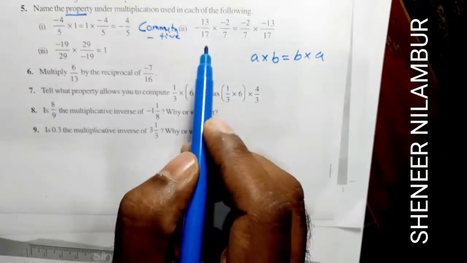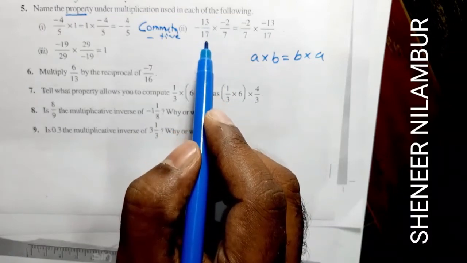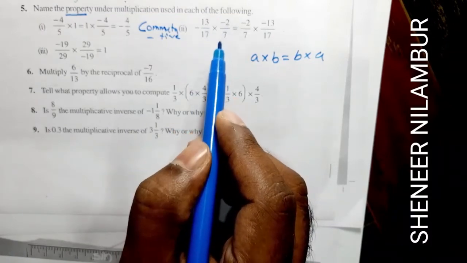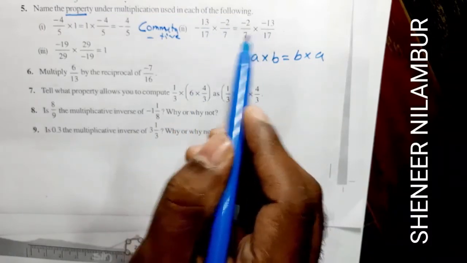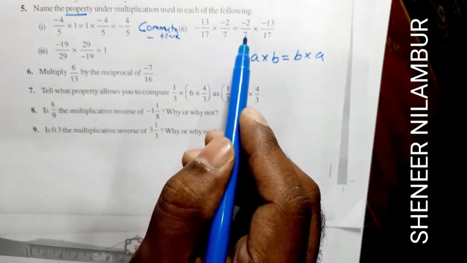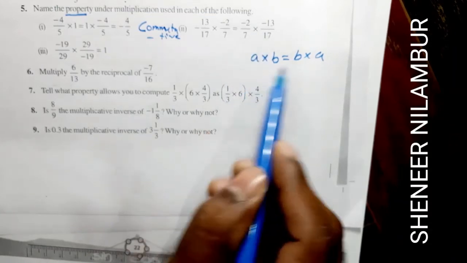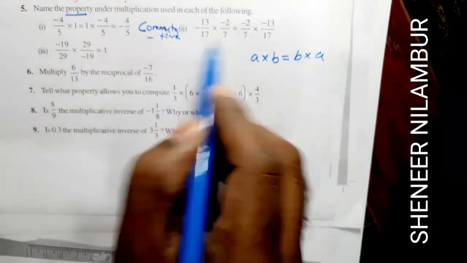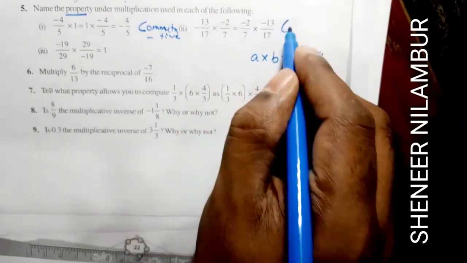Now we can go to the second question. In the second question, minus 13 by 17 into minus 2 by 7. Here also the order is changed. Minus 2 by 7 is second here, but it came here first. So changing this order, which property did we use? Same property, commutative property.